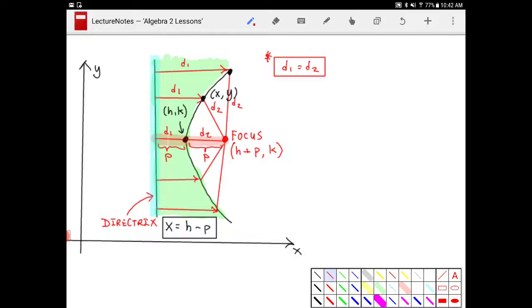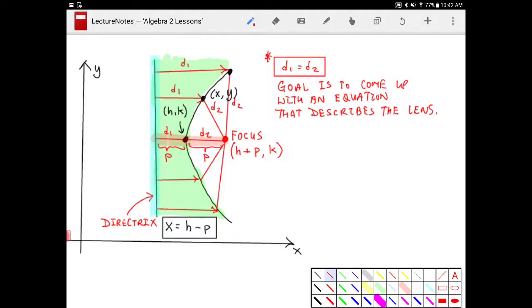Having said this, and again, just keep in mind, our goal is to come up with an equation that describes the lens. So we are going to use that fact that d1 is equal to d2.